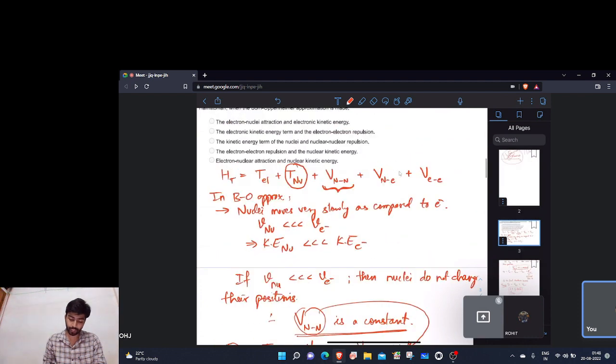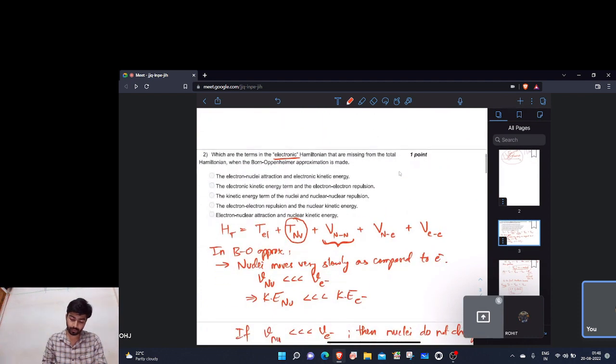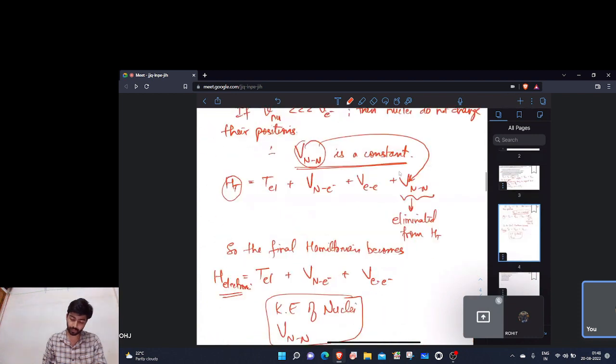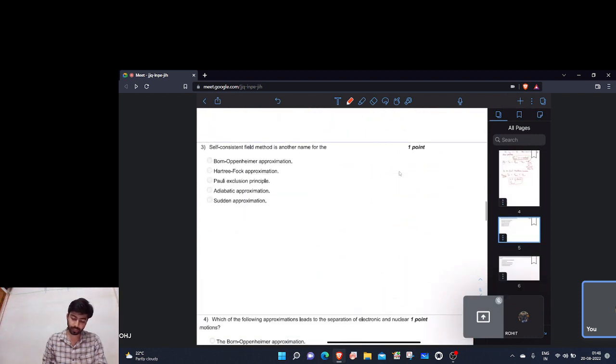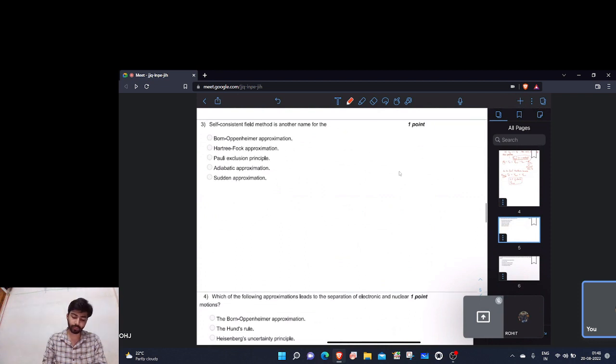So if we go back, the correct option would be: the terms missing from the total Hamiltonian are the kinetic energy of the nuclei and nuclear-nuclear repulsion. So option 3 would be correct, right? Let's go to question number 3.